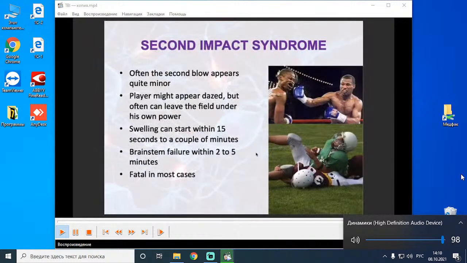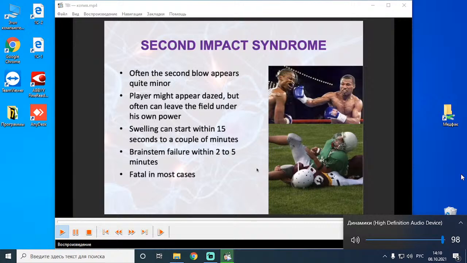Second impact syndrome. Often the second blow appears quite minor. The player might appear dazed, but often can leave the field under his own power. Swelling can start within 15 seconds to a couple of minutes. Brainstem failure within 2 to 5 minutes. Fatal in most cases. You can remember the great example of Muhammad Ali.